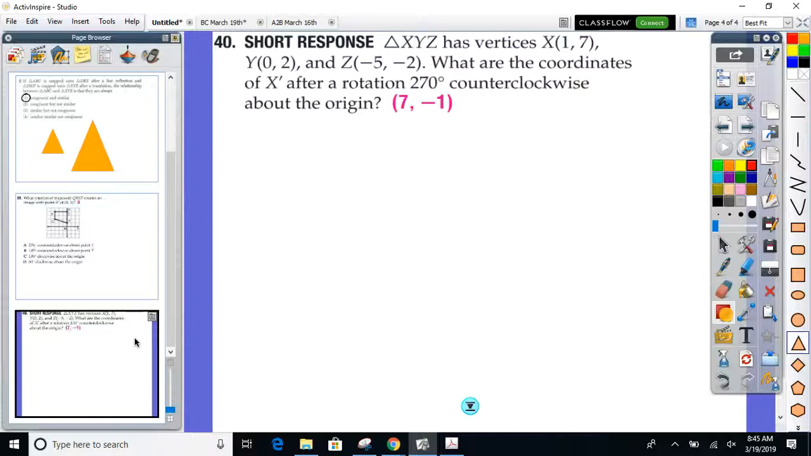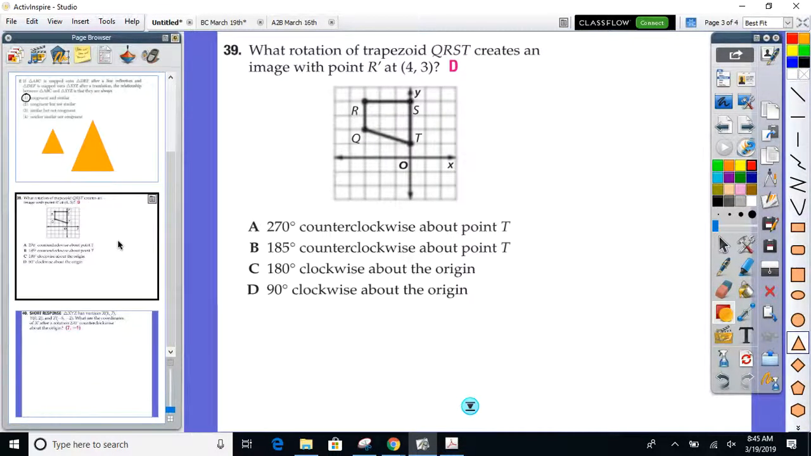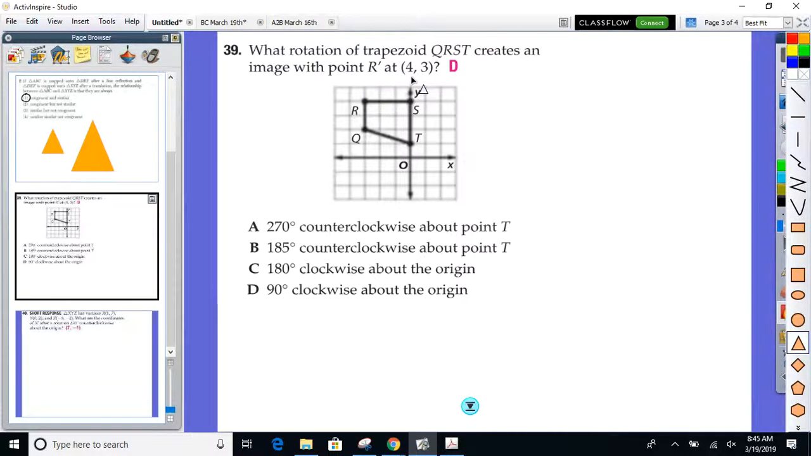Anything we want to ask about? You want to see? Grace? Which one? 39. All right, I'm taking this point right here. I'm taking this trapezoid, and I want to know what rotation of the trapezoid creates an image with point R prime at 4, 3? So I need point R. I need to do one of these to get to 4, 3.